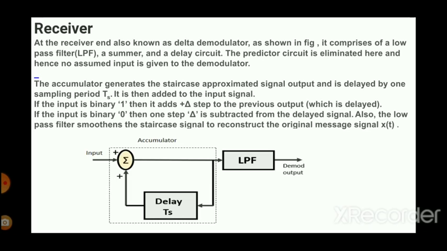If the input is binary 1, then it adds a plus step to the previous output, which is delayed. If the input is binary 0, then one step delta is subtracted from the delayed signal. Also, the low pass filter smoothens the staircase signal to reconstruct the original message signal x of t. From the low pass filter, we get the demodulated output.